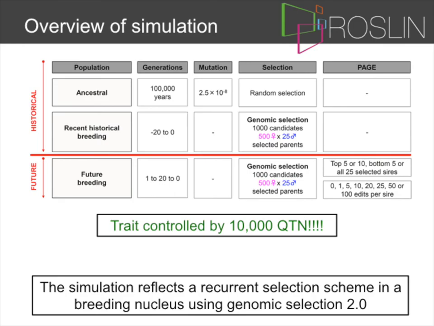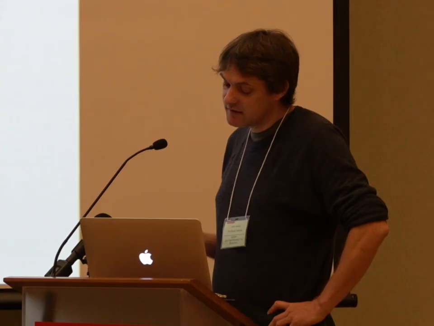This trait is controlled by 10,000 causal variants. Their effects are sampled from a normal distribution, so in a QTL mapping sense, there are no big effect QTN here.